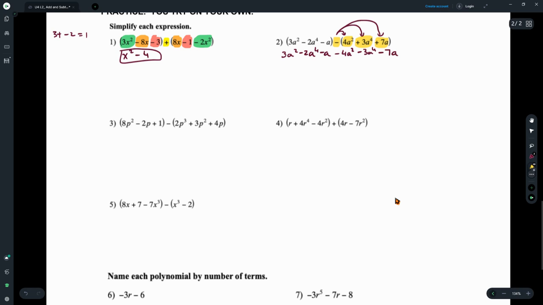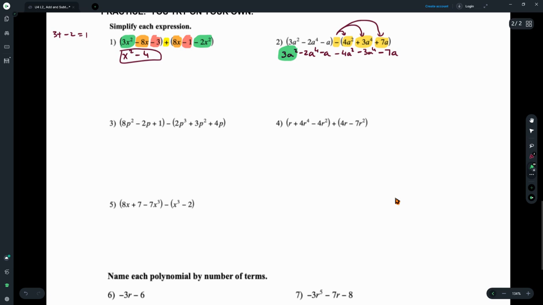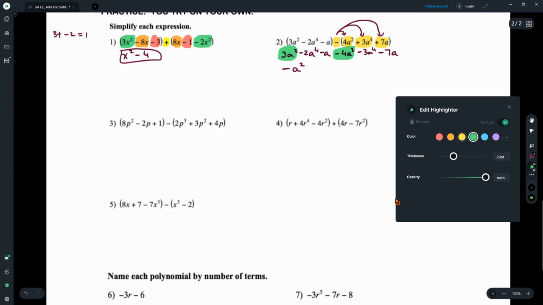Now you can combine the like terms. First, I want to look at a squared. Where's an a squared? Right here. So positive and negative: you add positive 3 and negative 4. That gives you negative 1a squared. Again, when we're doing these, it's really important that you know how to operate on positive and negative numbers, the integers.